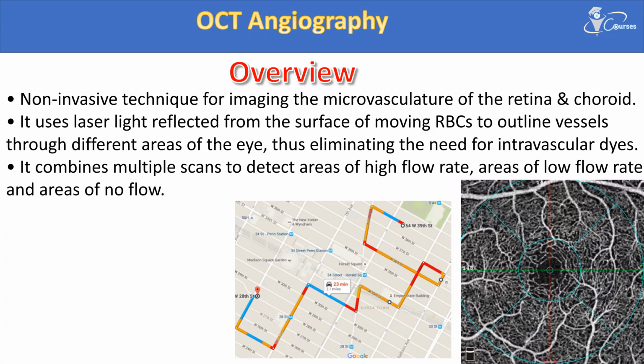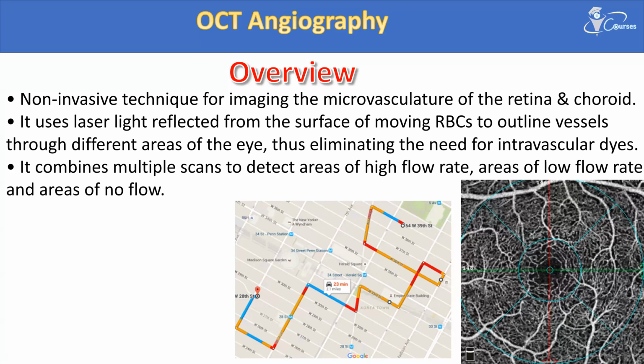this laser reflected from these RBCs will tell us if there are new vessels here or new vessels there, or if there is avascularity or ischemia here or ischemia there. So it will give us a clue about the condition of the retina, whether it is vascularized or there is ischemia. It will also show the presence of high flow rate, areas of low flow rate, or areas of no flow, the same principle as Google Maps.